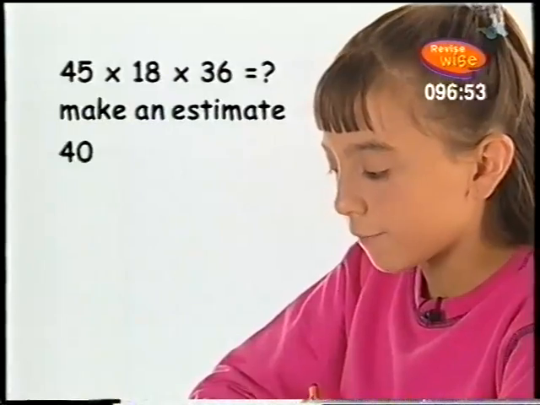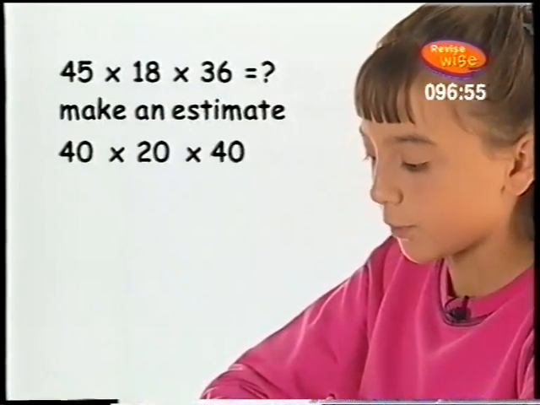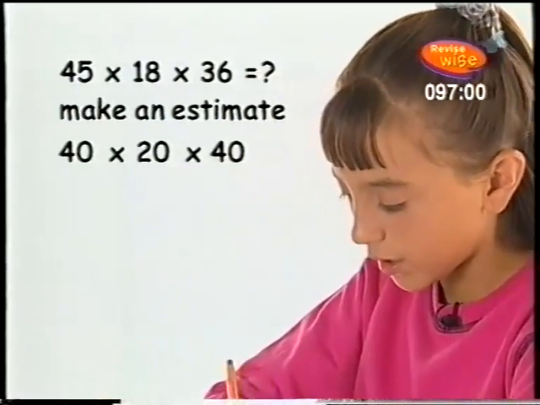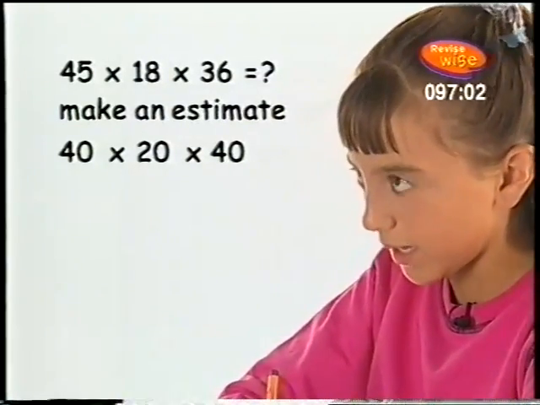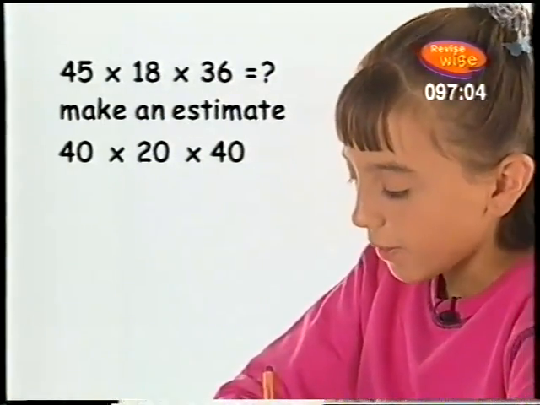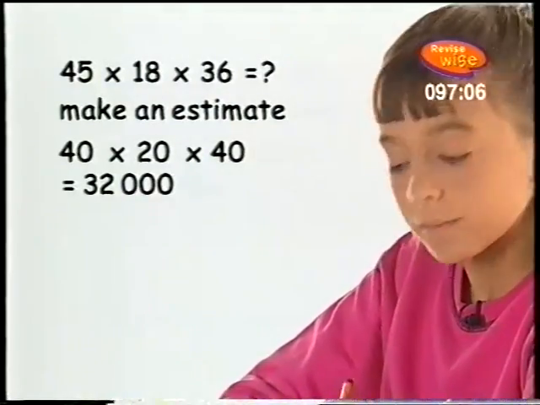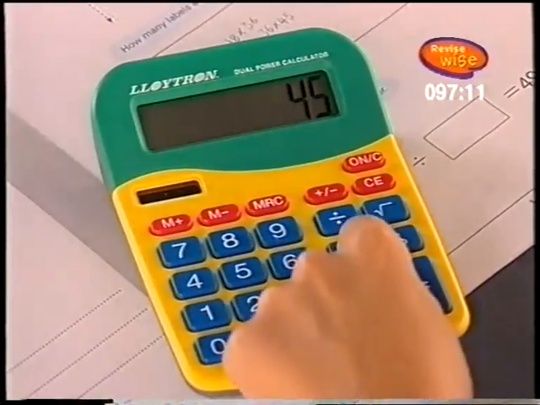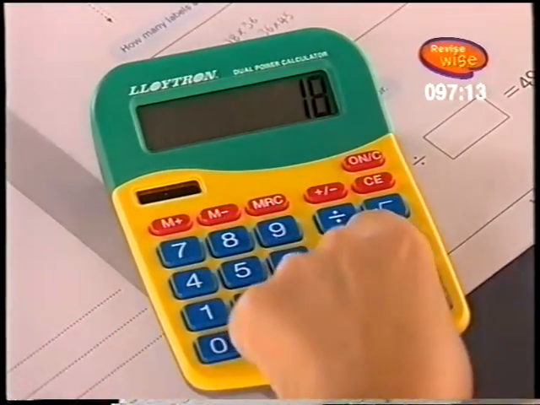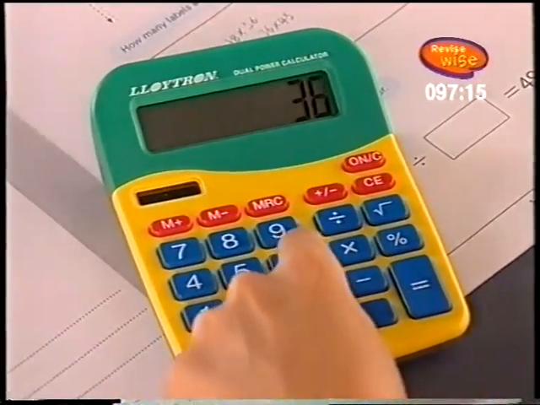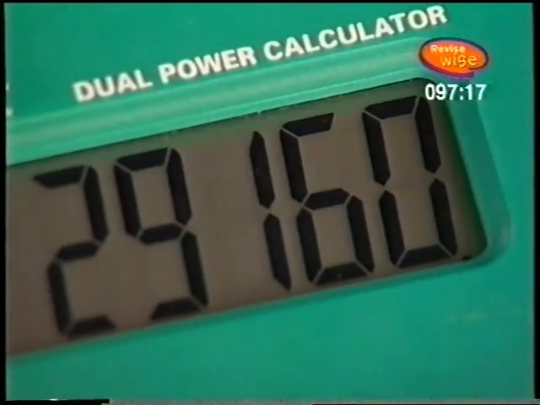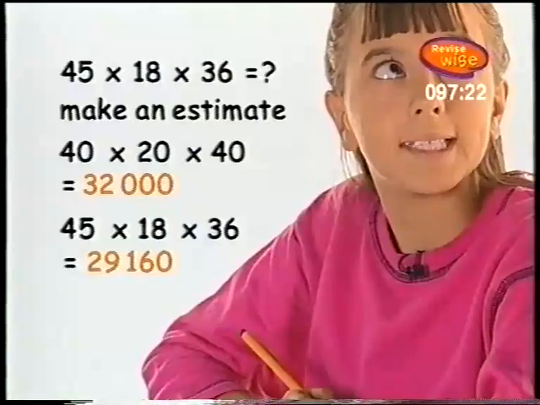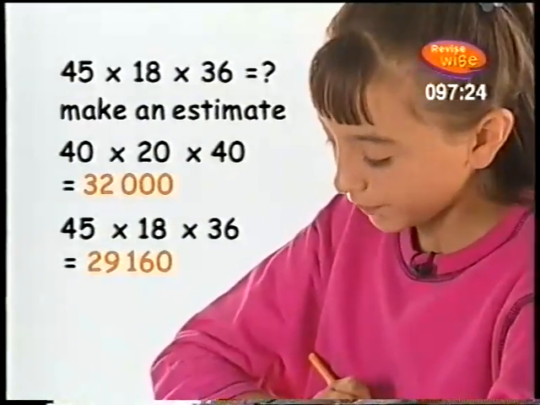Well, if I make it 40 times 20 times 40, that's 4 2s are 8 times 4 is 32 with 3 zeros. That's 32,000. Now for the calculation. 45 times 18 times 36 equals 29,160. Well, that's not too far off my estimate. So write it in the box for 2 marks.